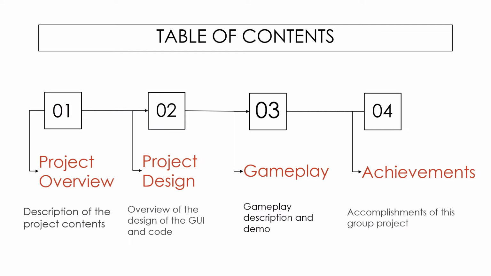The contents of this presentation are as follows. The project overview will provide a general description of the contents of the project. Project design will provide a look at the UML diagram for the project and will detail the design that went into the graphical interface and the code. Gameplay will provide a description of the various parts to the game and provide a short video demonstration of using the app and playing the game. As a conclusion, achievements will describe what our team feels has been accomplished by our efforts in this group project, and a short thank you.